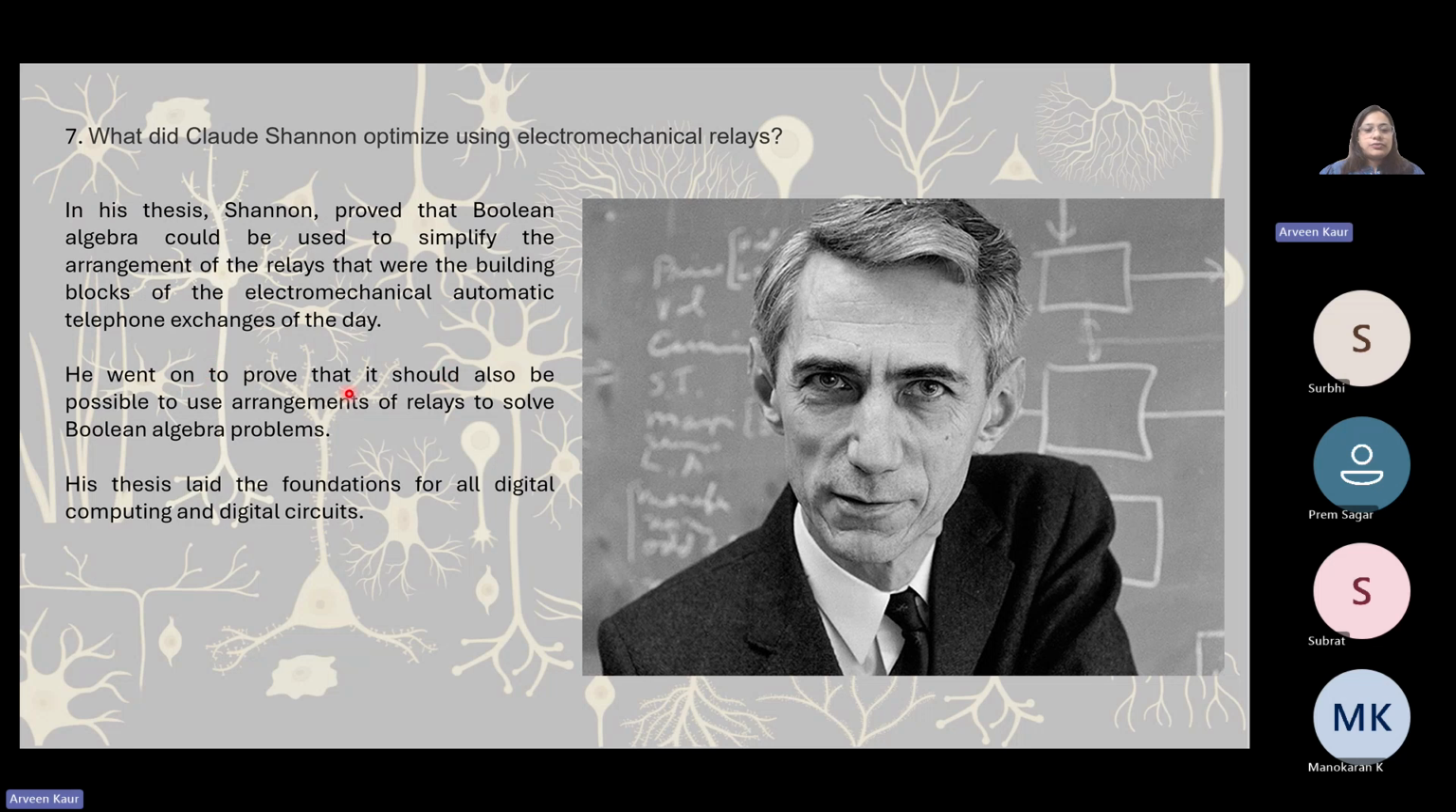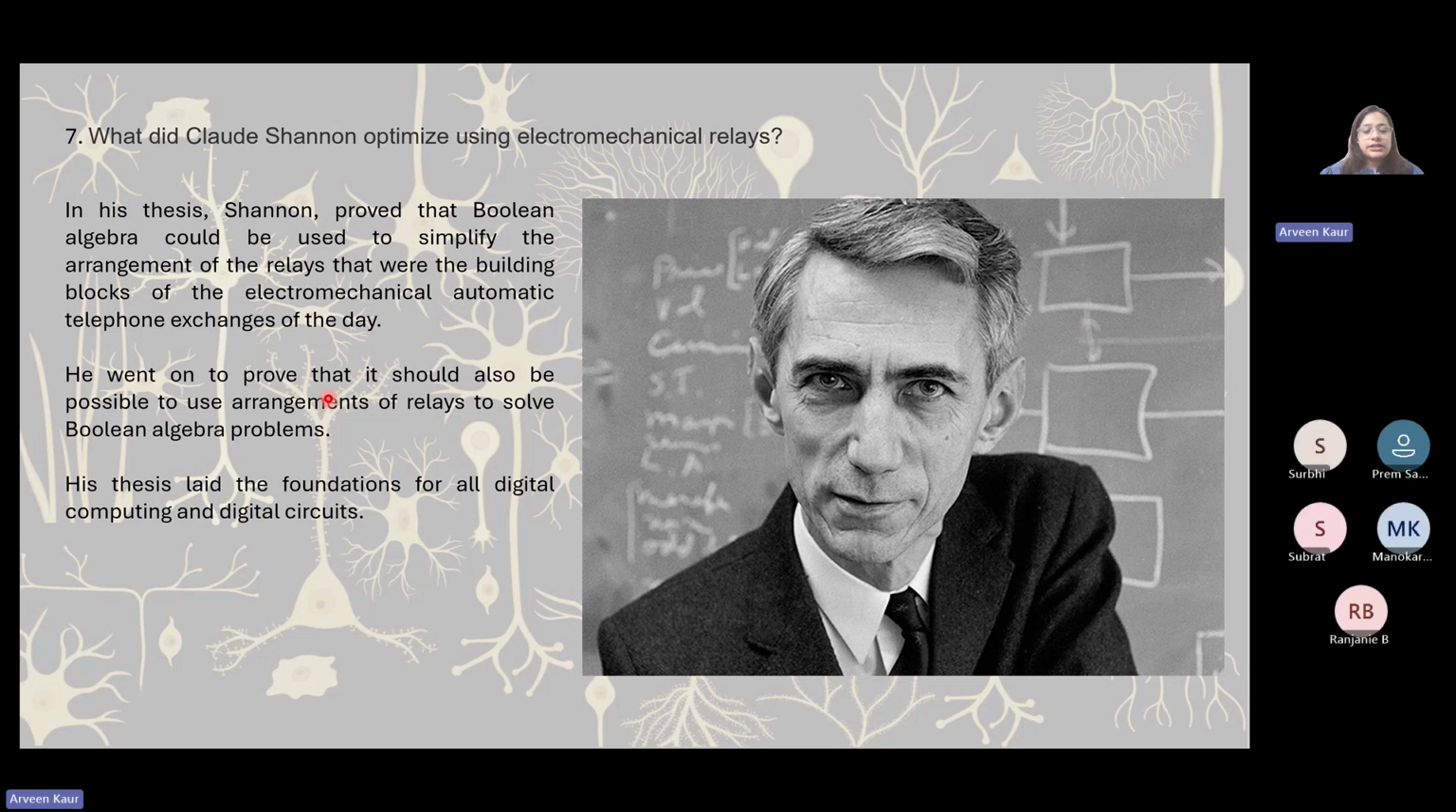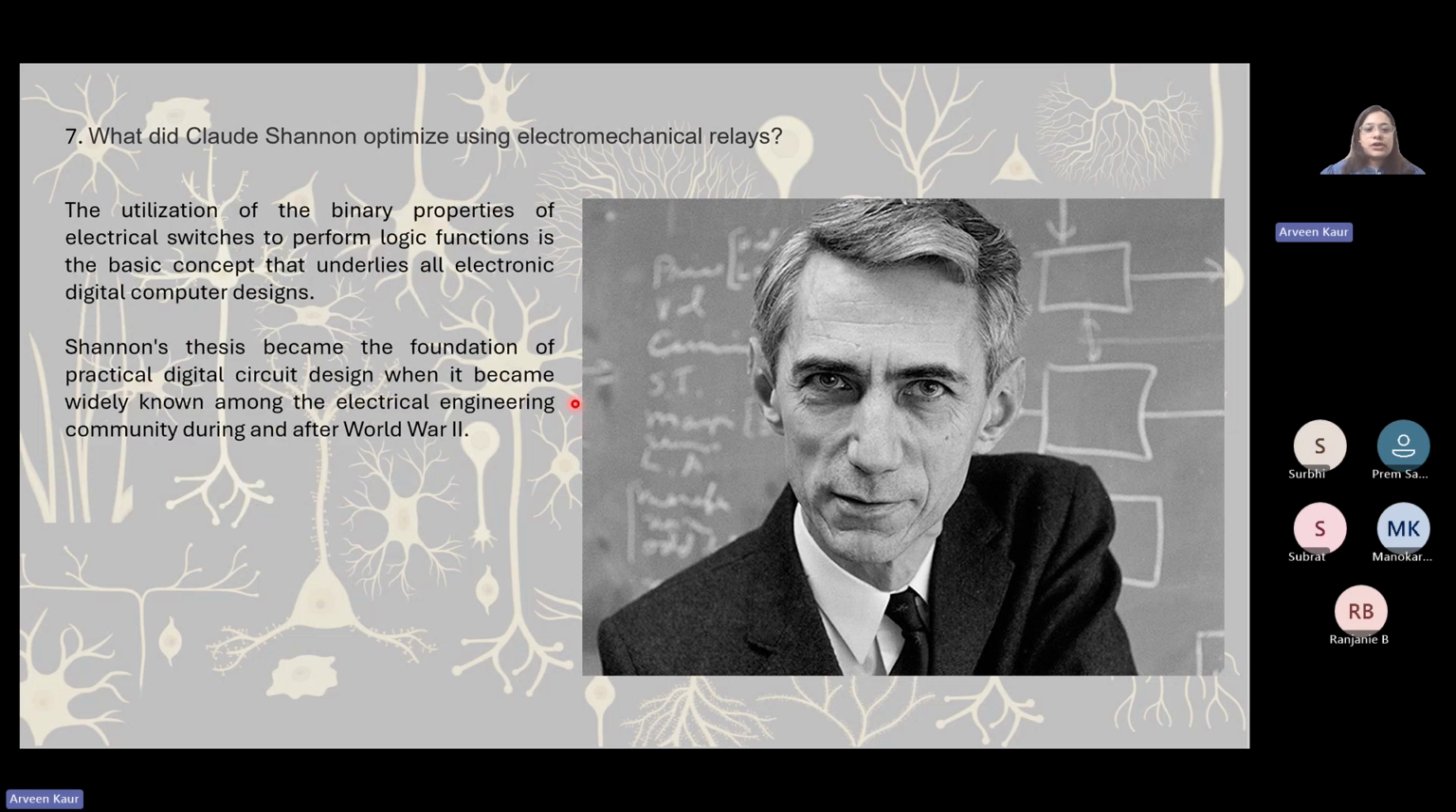He went on to prove that it should also be possible to use arrangements of relays to solve Boolean algebra problems. His thesis actually laid the foundation for all the digital computing as well as digital circuitry that is currently there, right? So that was the work of Claude Shannon.